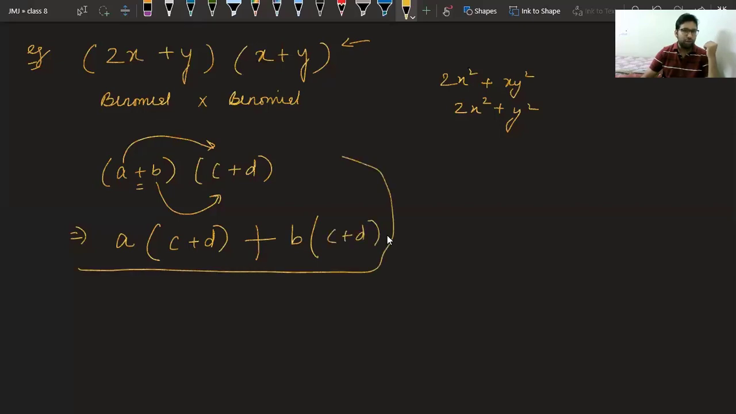Use this formula, and again I will discuss it tomorrow. Okay, you are not getting the correct answer, so use this formula and we will discuss it tomorrow.